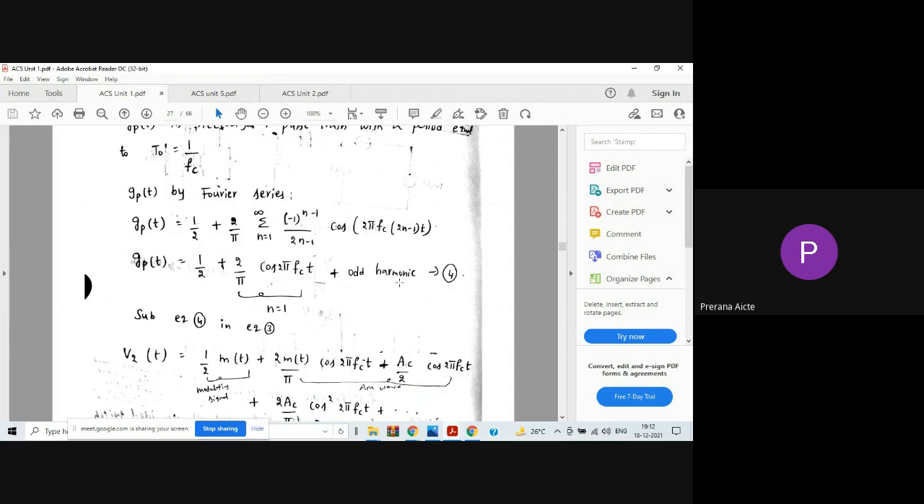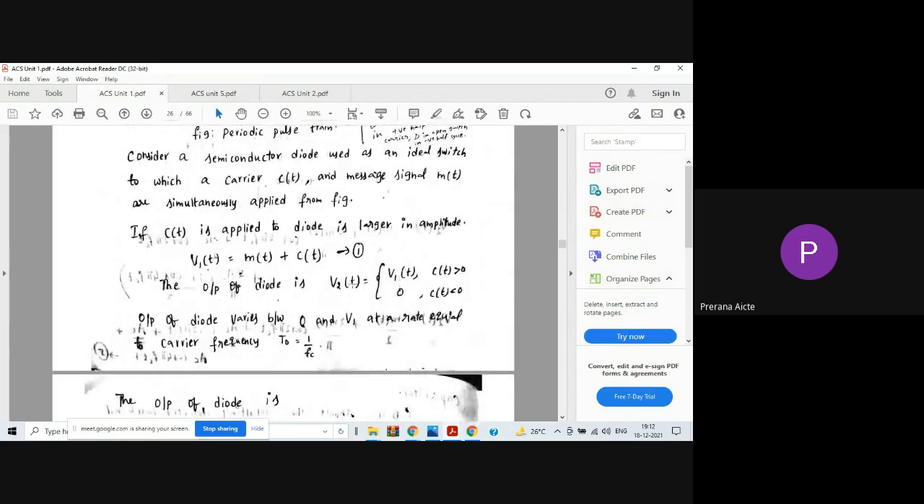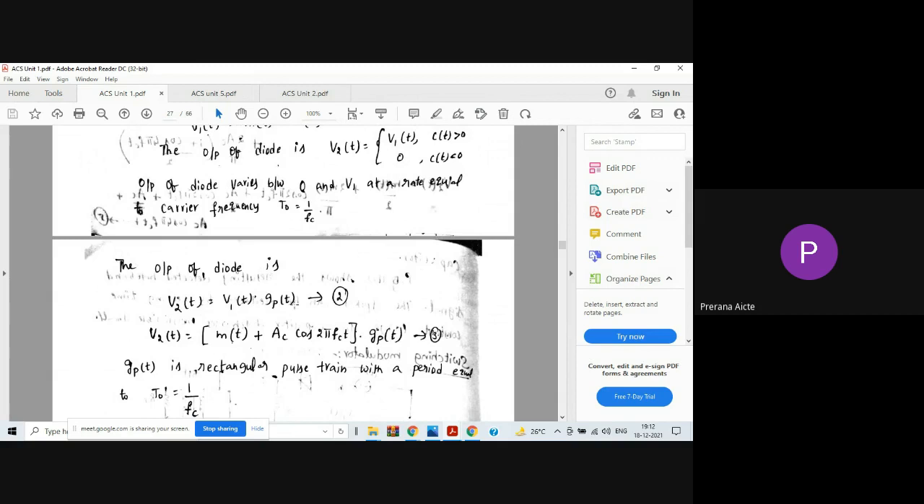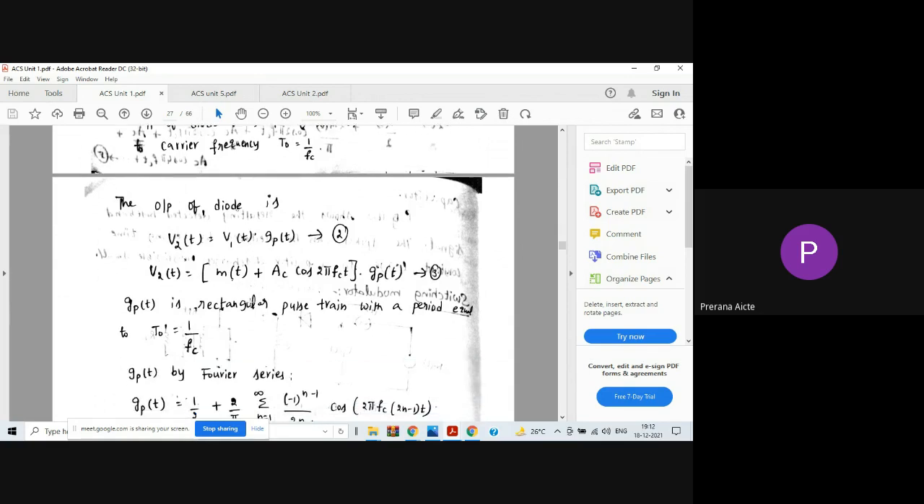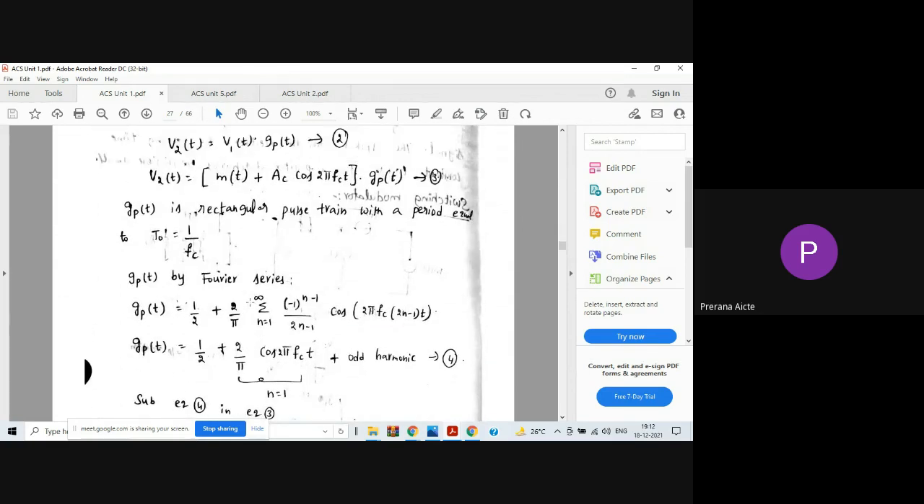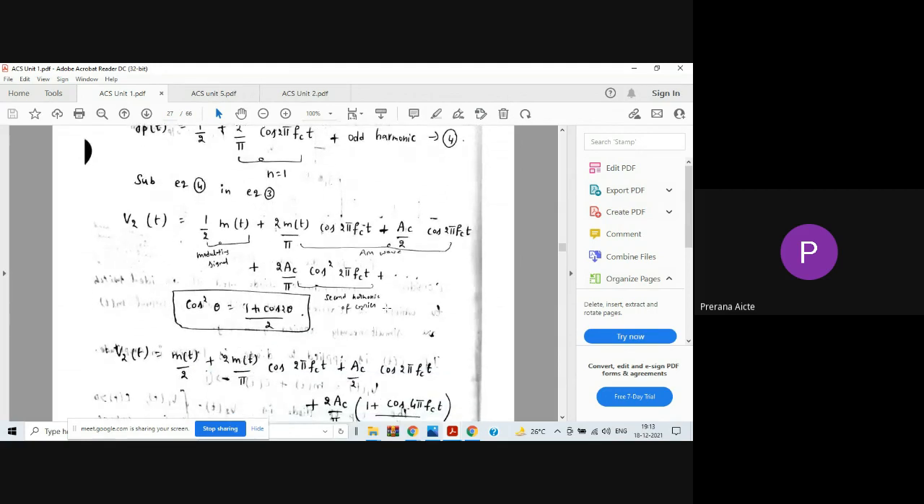So we are substituting this equation 4 in equation 3. So what is equation 1? This one: V1 of t equal to M of t plus C of t. What is equation 2? V2 of t equal to V1 of t into Gp of t. So what is V1 of t? We are sending that signal. See, I am substituting equation 4 in equation 3. See here, in place of Gp of t, I am substituting this here. So what happened on substituting?